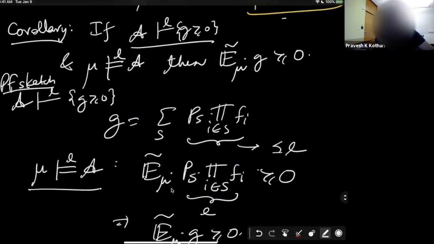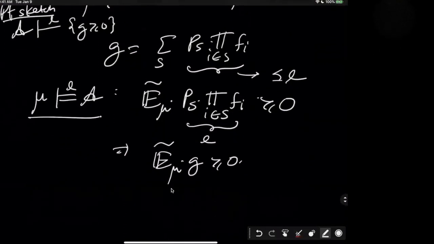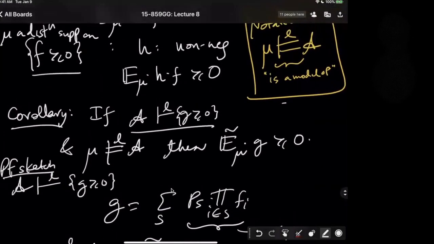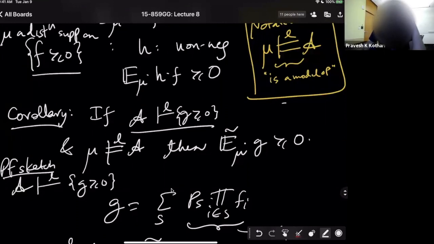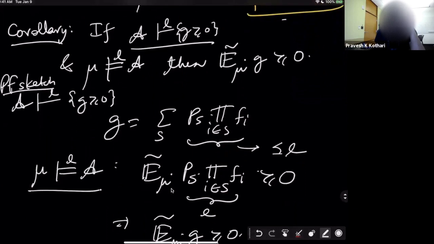So this L is somehow... Do we want 0, not L? Mu models A at 0, not L, right? We want the strongest possible thing, right? Or am I missing something? Mu models A at 0. Why would... oh, I see. If that's true, then in fact, here it might be degree.